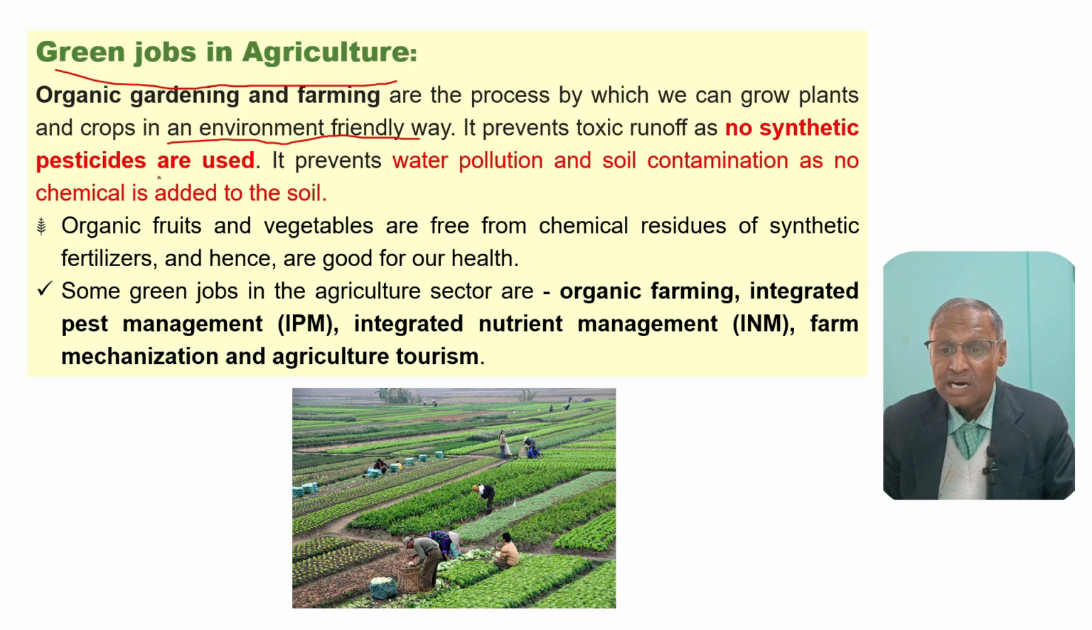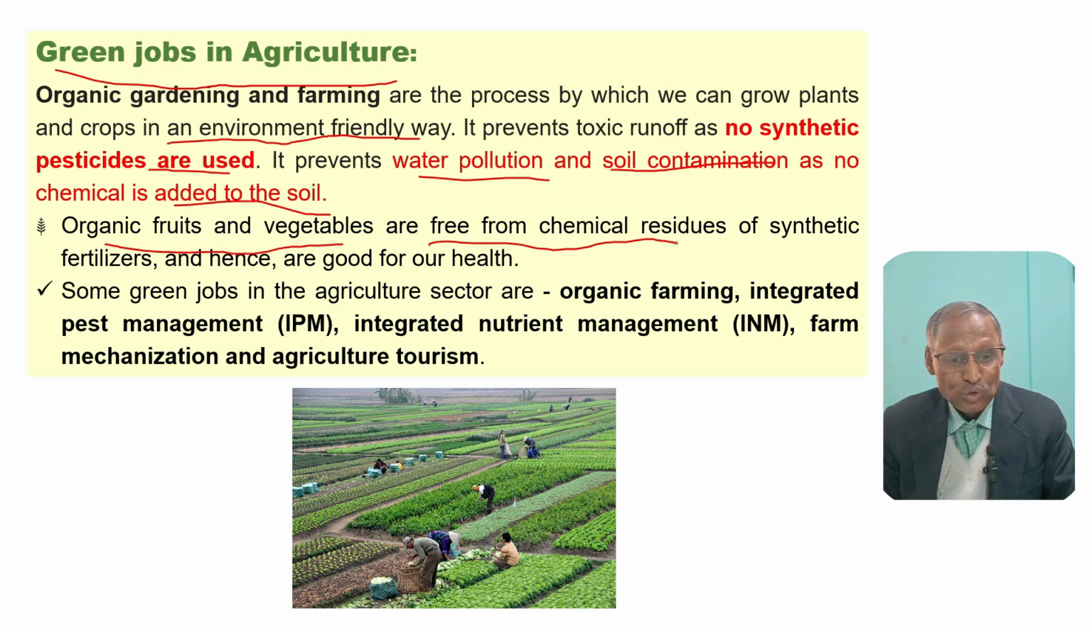It prevents toxic runoff as no synthetic pesticides are used. So in organic farming or organic gardening, no artificial or synthetic pesticides or fertilizers are used. That is why these are natural products and not harmful. Organic farming prevents water pollution and soil contamination as no chemical is added to the soil. So organic farming helps in water pollution control as well as reducing soil contamination, because no chemical or artificial fertilizers are added to the soil for increasing production.